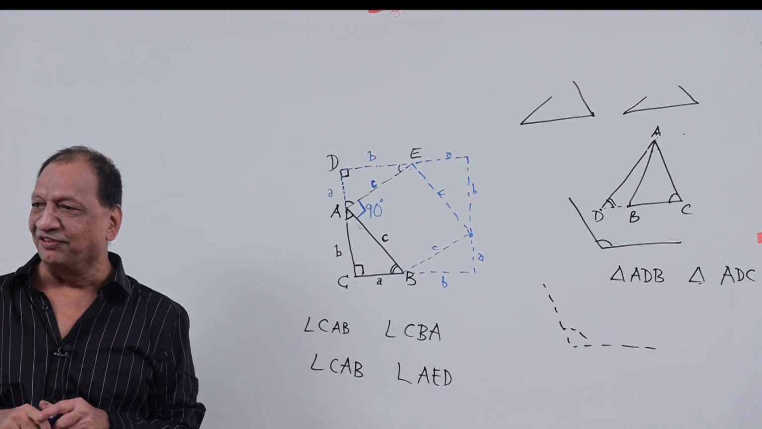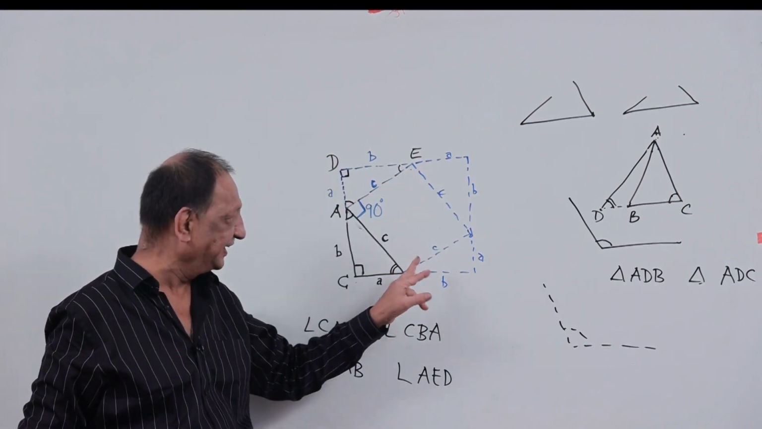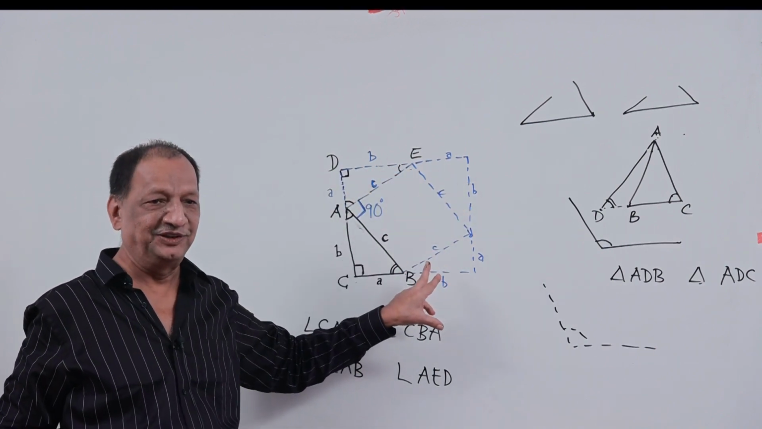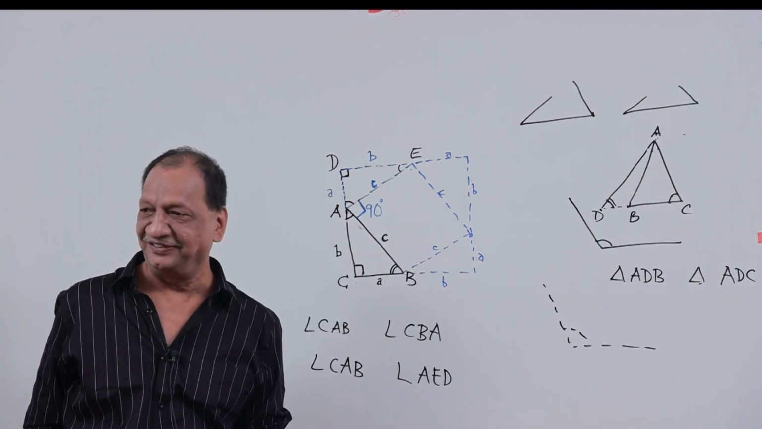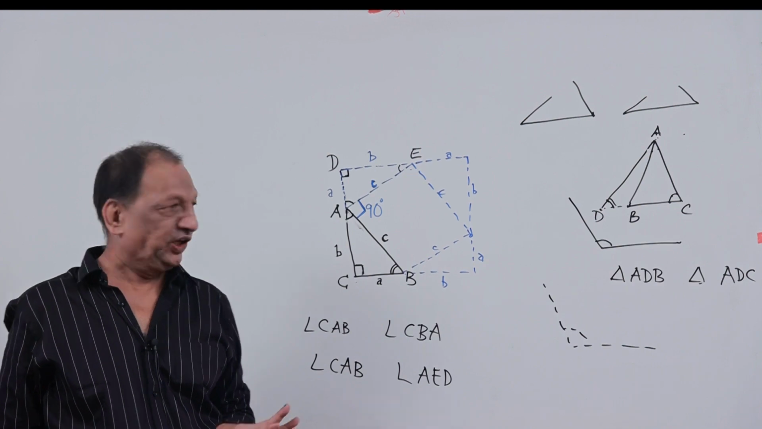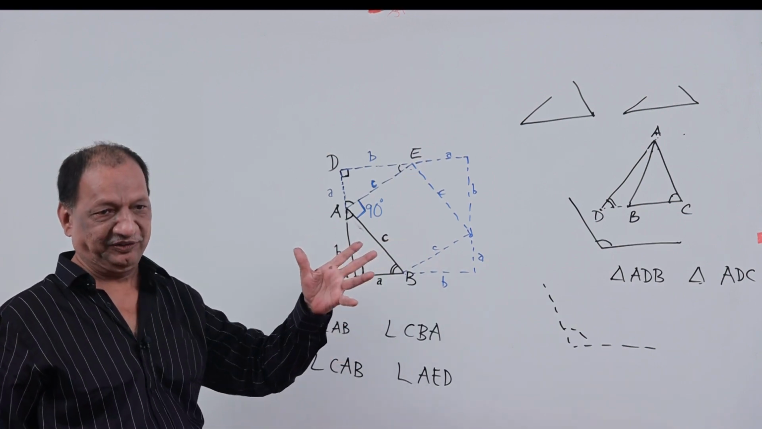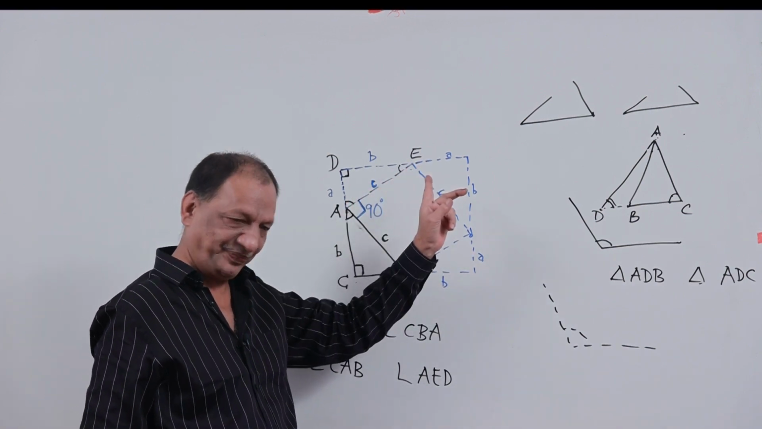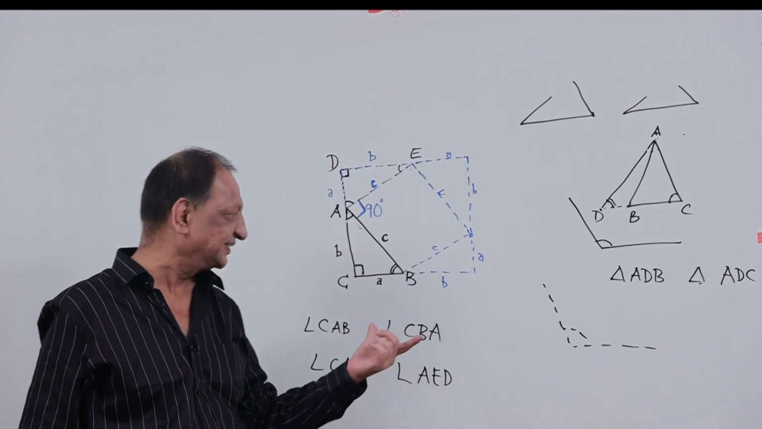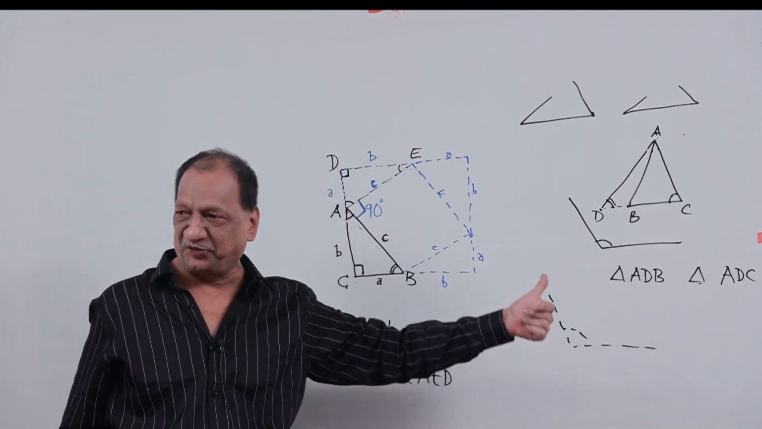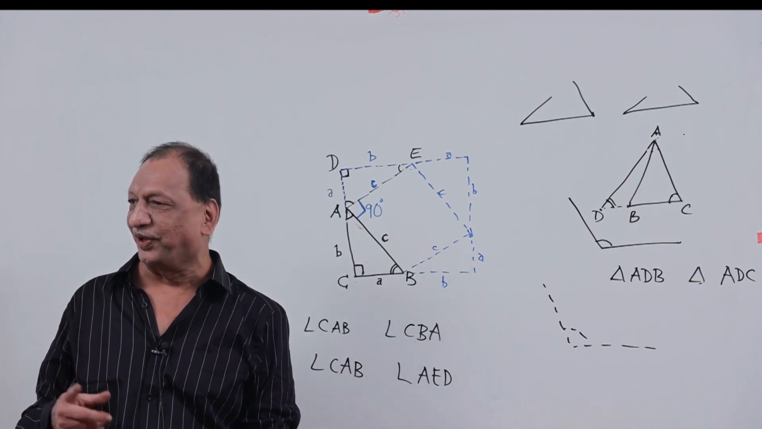By adding three more identical triangles, what we get inside is the square of C. Now I got two squares here. One is the inside square and one is a bigger square. The bigger fellow also is a square because the side is A plus B everywhere. So I got two squares here.